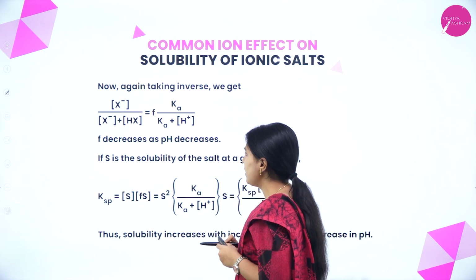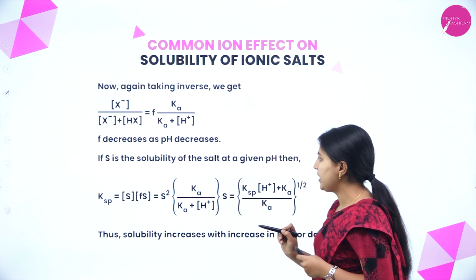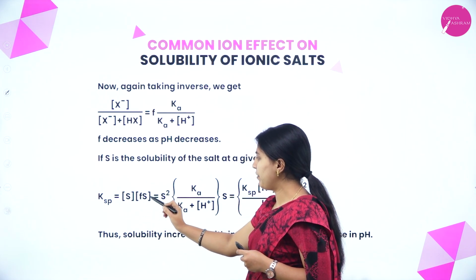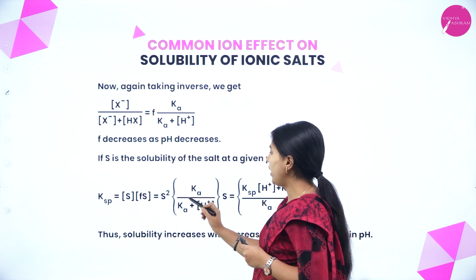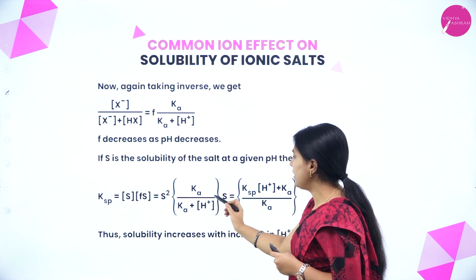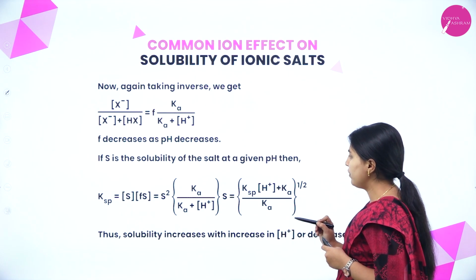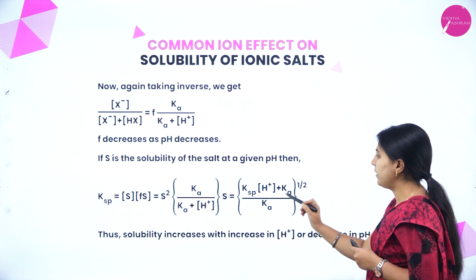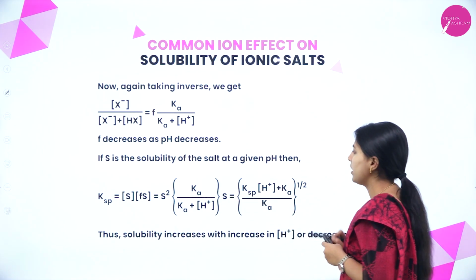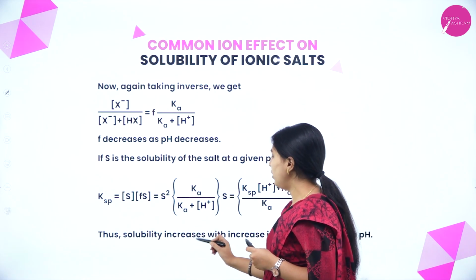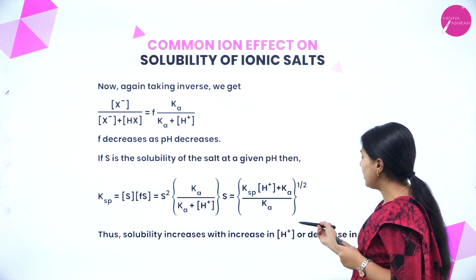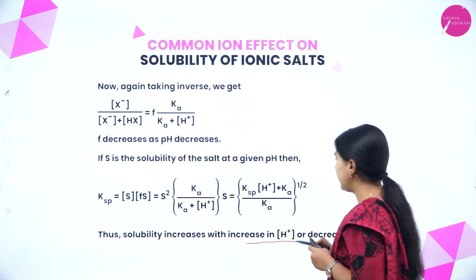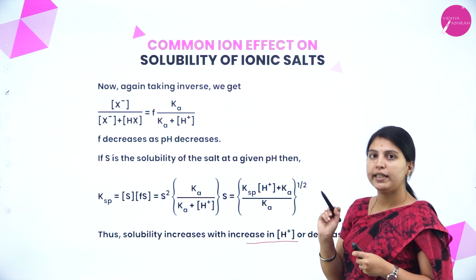If S is the solubility of the salt at a given pH, then Ksp will be equal to the concentration of S into the concentration of X-, which will be equal to S square into Ka by Ka plus the concentration of H+, which shows S equal to the square root of Ksp into (H+ plus Ka) divided by Ka. This square will be considered as half power. Thus solubility increases with increase in concentration of acid or decrease in pH. Whenever an increase in acidity takes place, solubility will increase.